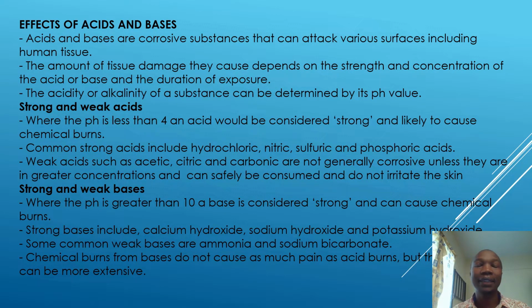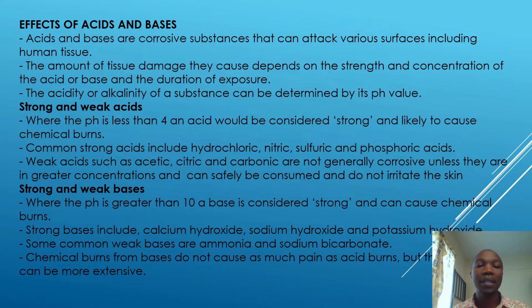We have the strong acids and weak acids. The strong acids have a pH which is less than 4, and the weak acids have a pH between 5 and 7. The most common strong acids include hydrochloric acid, nitric acid, sulfuric acid, and phosphoric acid. The weak acids include acetic acid, citric acid, and carbonic acid, and they are less corrosive as compared to the strong acids.